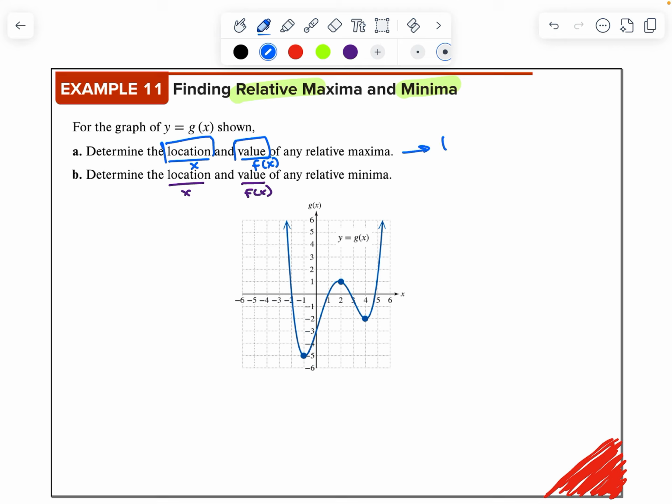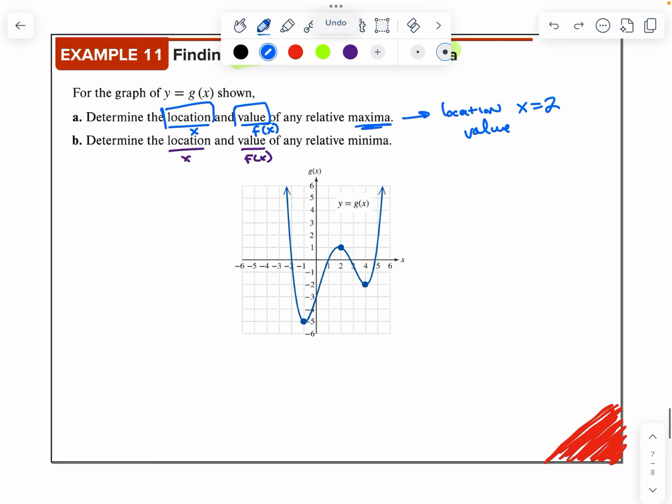So here, the location of the maxima, we go down, we finally come back up, we peak. That's the maximum that it gets, right? That's the maximum that it gets in that little range of the graph. So the location is at x equals 2, and the value is y equals 1. The value, you could say equals 1, or the value is y equals 1.